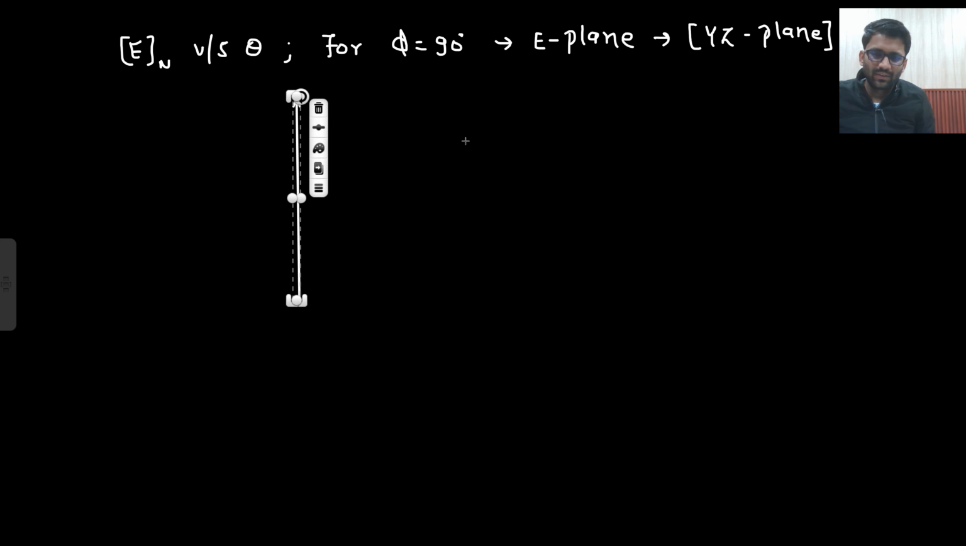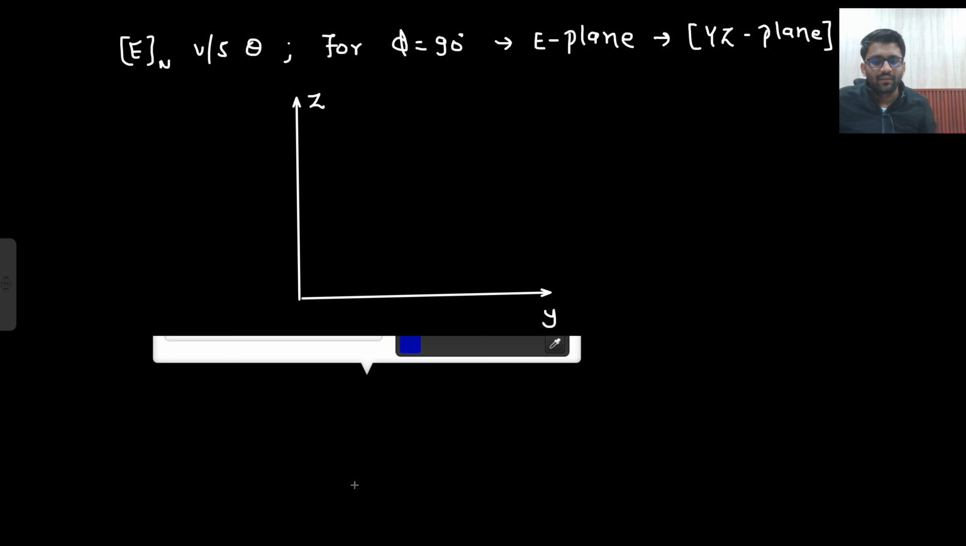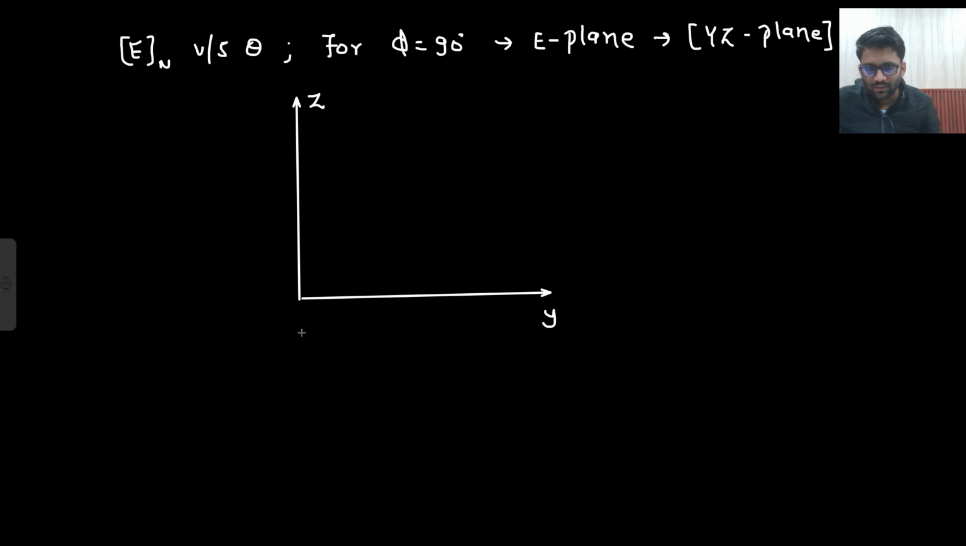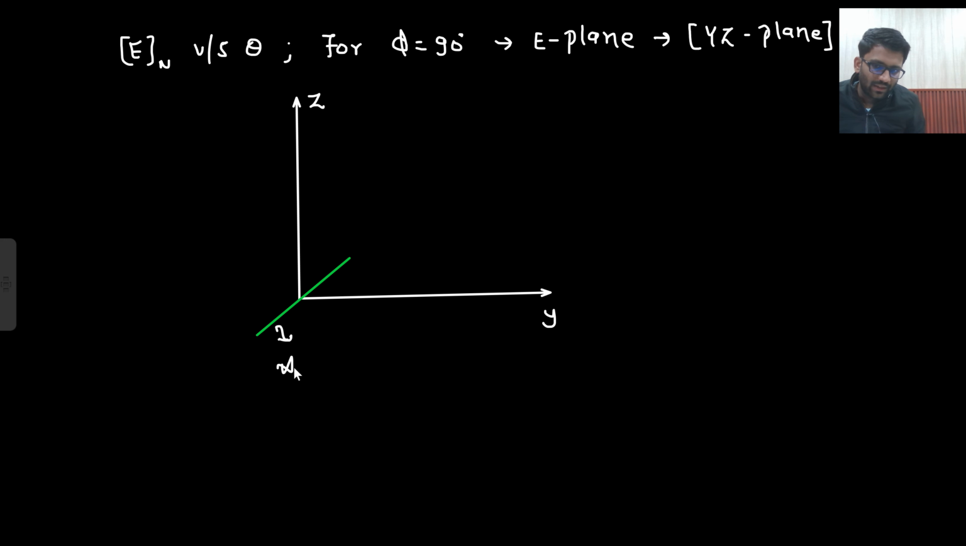This is your Z, this is your Y. Where is your antenna? Your antenna is here, because that is placed along the x-axis. Antenna is placed along the x-axis, and your E plane is your YZ plane. Are you getting this point or not? Right? I hope you are understanding this point. E plane is my YZ plane, and the antenna is placed along the x-axis. And this is my antenna.